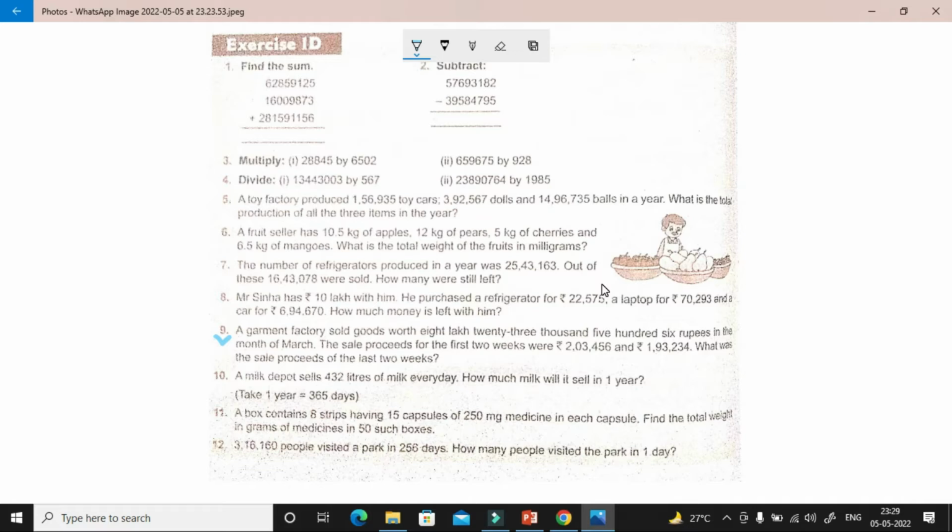Now the sale proceeds for the first 2 weeks were 2,03,456 and 1,93,234. So what was the sale proceeds of the last 2 weeks? That means we have to add these two terms first, then we have to subtract the sum from this one. So let us solve this problem.